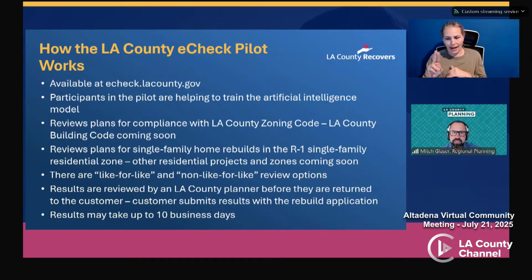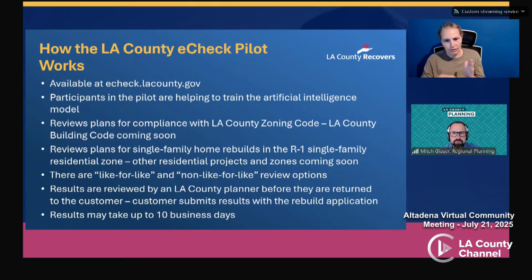And participants in this pilot are helping to train the AI model. Our staff have been working closely with ArchiStar for about 6 weeks to test the AI, make sure it understands our zoning rules, but there's more work that needs to be done. Right now, as part of the pilot, plans are being reviewed for compliance with the zoning code only. The building code will be added very soon.